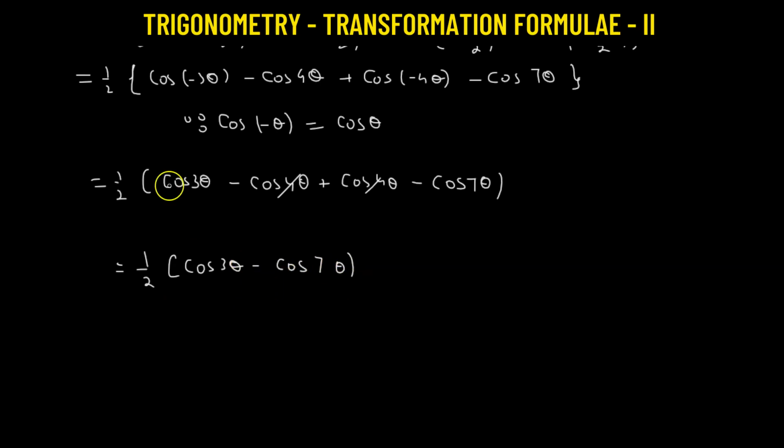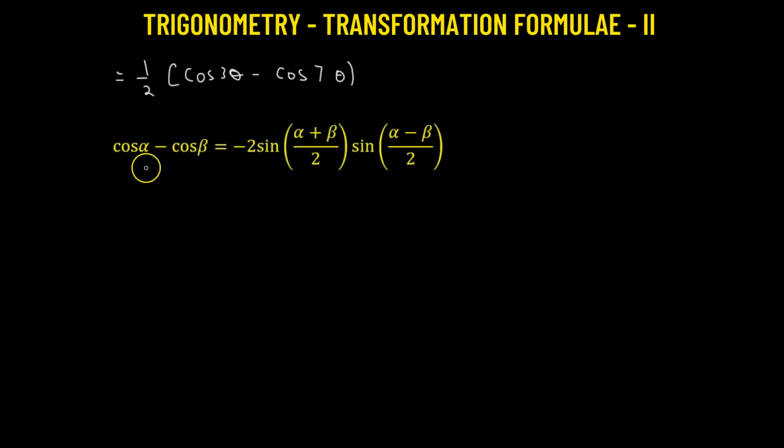So here we'll be using another transformation formula which converts the difference of cosine functions to a product of two trigonometric functions. Let's state that formula here. If we have the difference of cosine functions, cosine alpha minus cosine beta, it transforms into the product of two sine functions. So let us begin. Here we will get half multiplied by negative 2 times sine of alpha plus beta over 2. We'll consider 3 theta to be alpha and 7 theta to be beta. So we have sine of 3 theta plus 7 theta divided by 2, multiplied by sine of 3 theta minus 7 theta divided by 2.